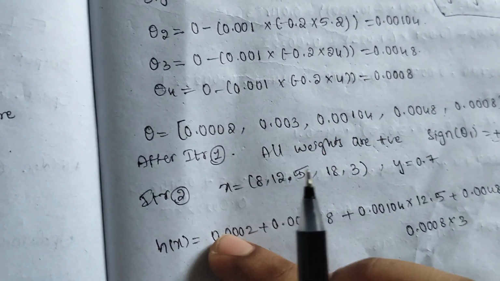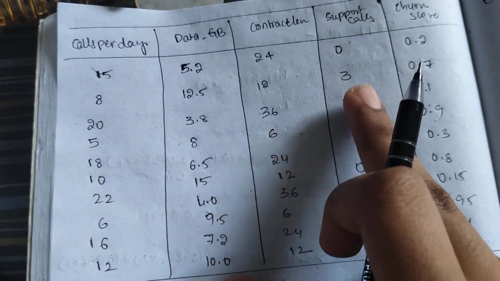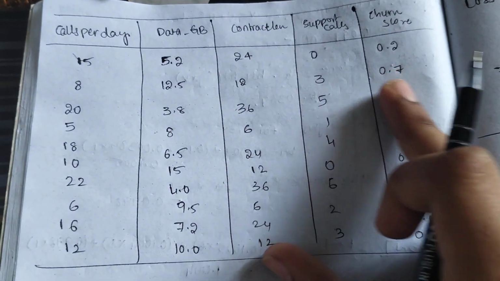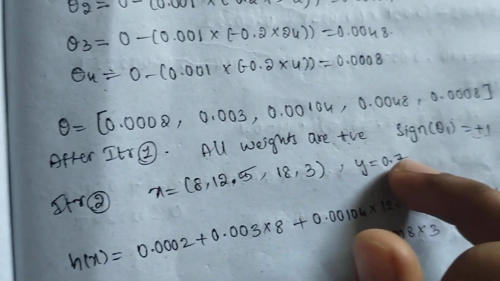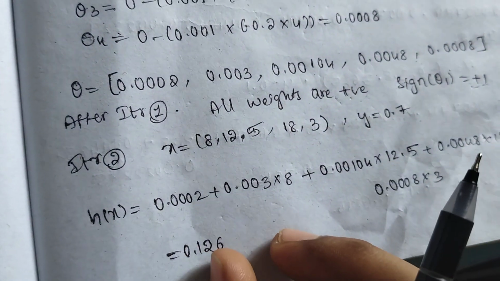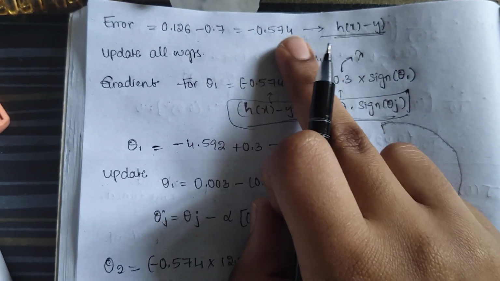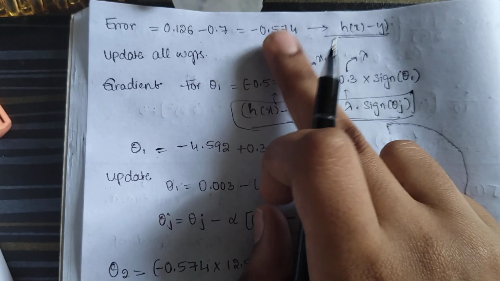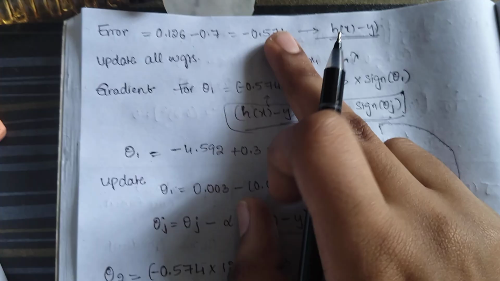Now for iteration 2, we'll be taking the second row. As you can see in this data set, the second row is 8, 12.5, 12 and 3, and the churn score is 0.7. So these are the x values and this is the y value. H of x will be 0.126. After finding h of x, we'll be taking the error value of it. We got the error value as minus 0.574. That means it is negative.